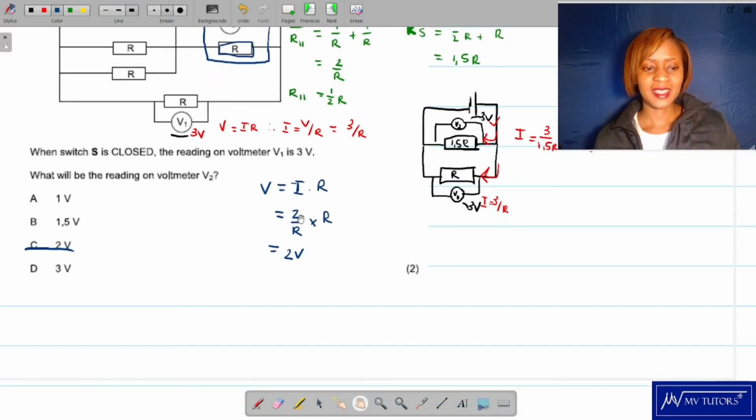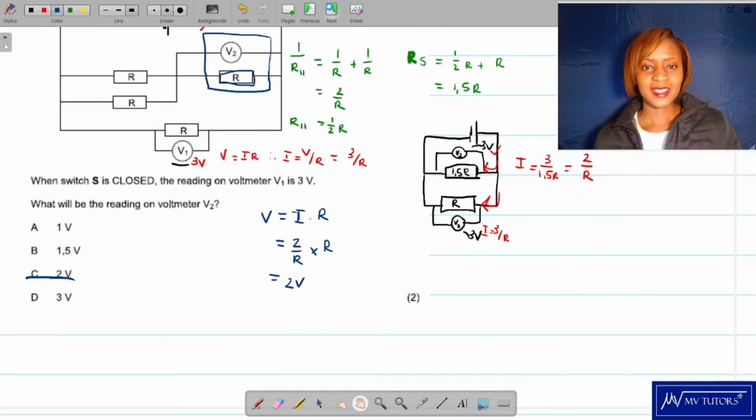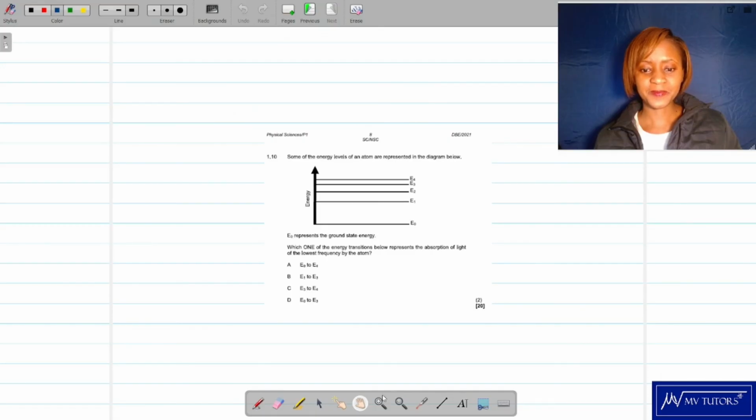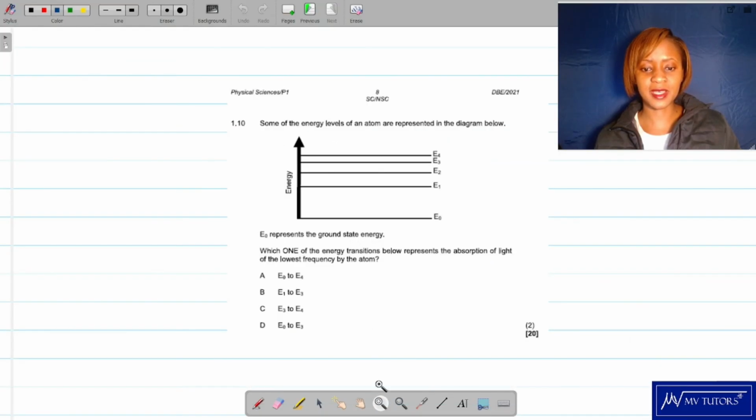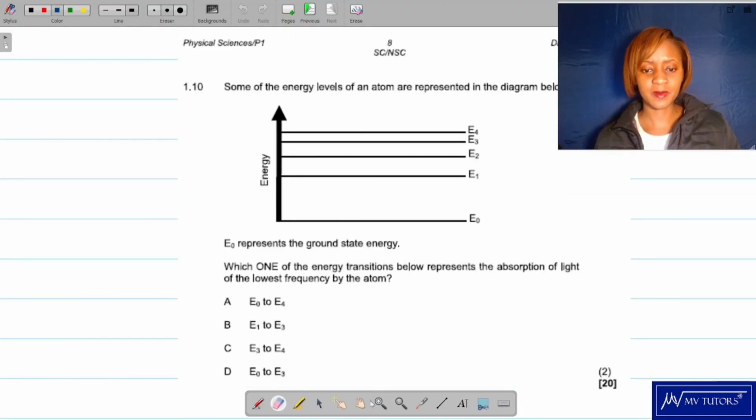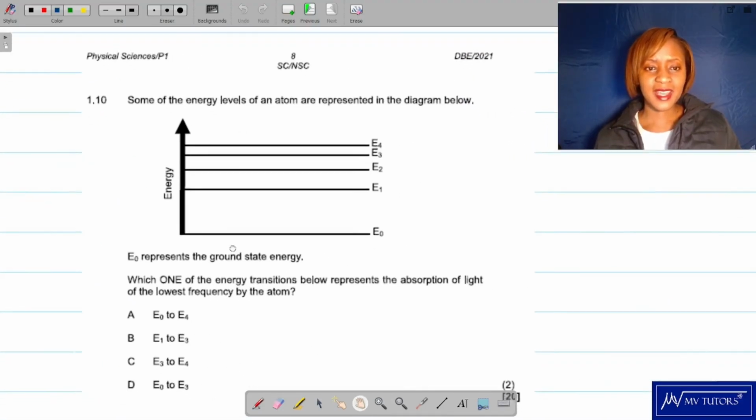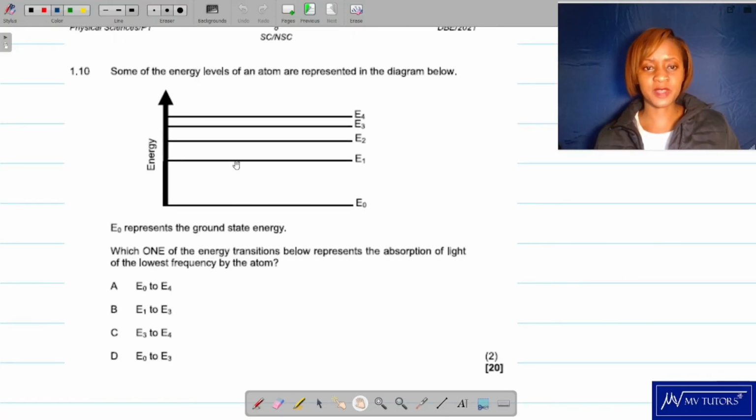And then yeah, we're at the end. Let me just increase the size. Now it says some of the energy levels of an atom are represented in the diagram below. E0 represents the ground state energy. Which one of the energy transitions below represents the absorption of light of the lowest frequency by the atom?